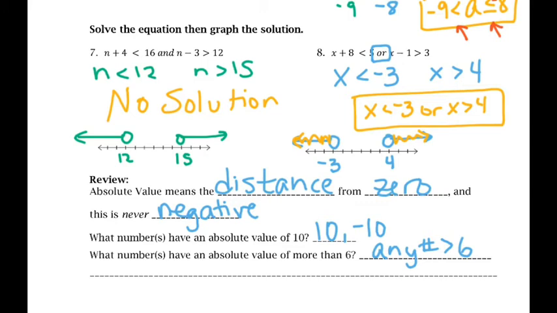Now, is there any other number that would have an absolute value of more than 6? If you stop and think about the other end of the number line, also any number less than -6. So like -6.1, -7, -42. Those all have an absolute value greater than 6 also.